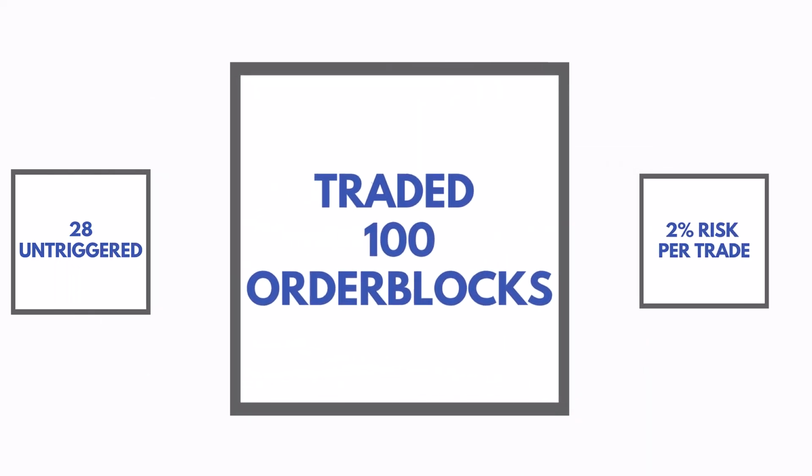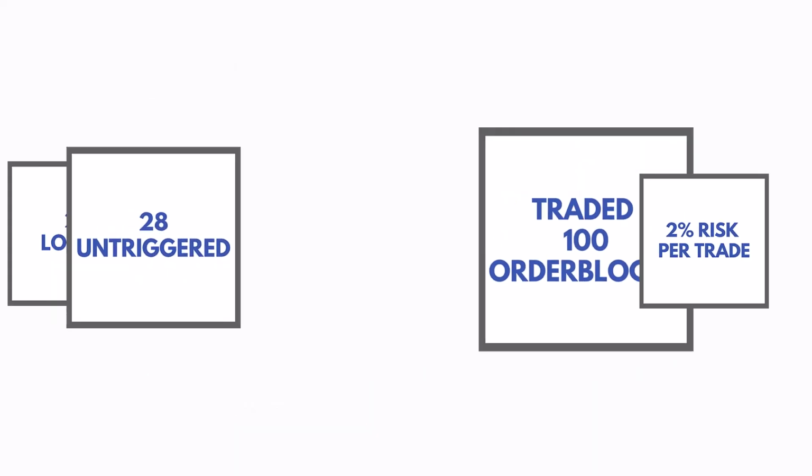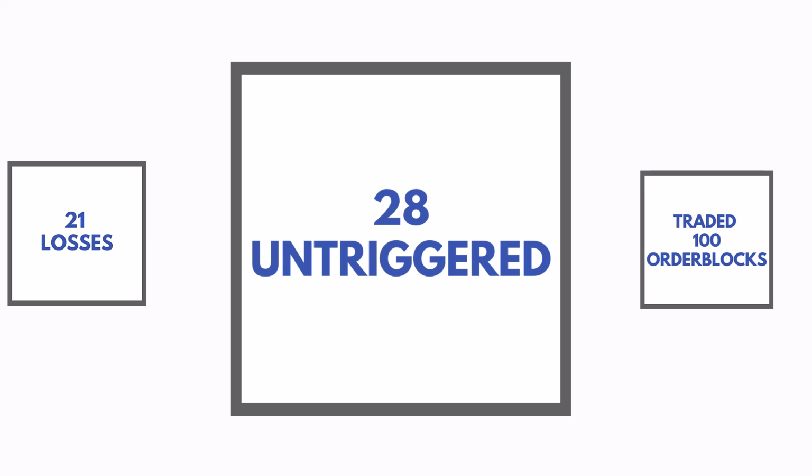Out of the 100 order blocks we analyzed and placed a limit order for, 28 of them never even triggered. Yet we ended up in profit. Think about that for a moment. Almost a third of what looked like a valid setup never came into play. This is a crucial lesson about patience in trading. Many traders get frustrated or modify their entries out of impatience, but our data shows that waiting for the perfect setup is absolutely beneficial.